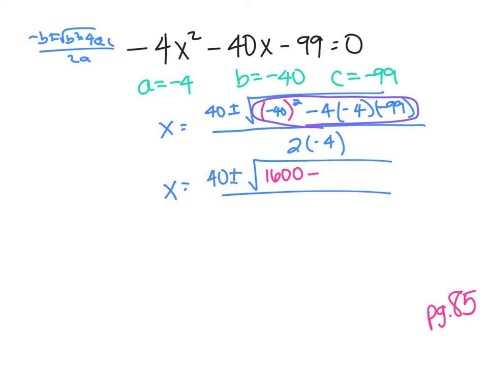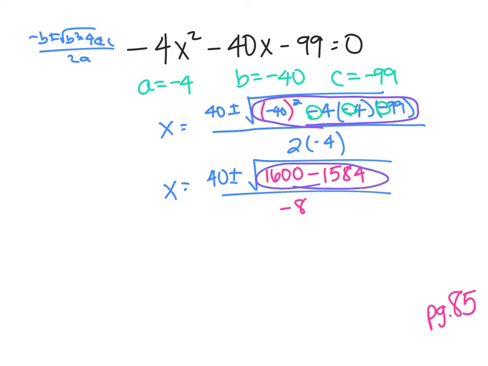And then negative 4 times negative 99 times 4 gives us minus 1584. Notice there were 3 negatives there: 1, 2, 3. Since there was an odd number of negatives, it still stayed negative in my equation. And then on the bottom, we have 2 times negative 4. We can go ahead and do that part as well since it is not related to the other, and that gives us negative 8.